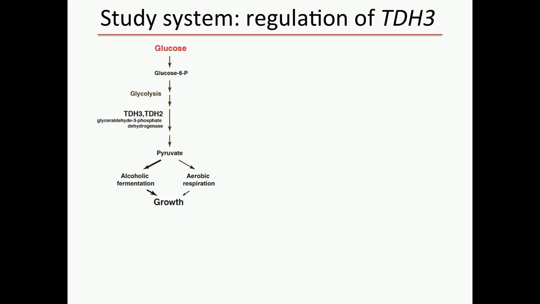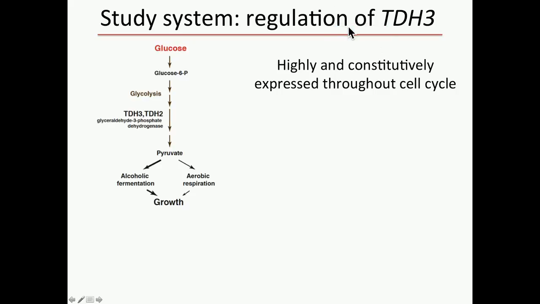TDH3 is a gene that encodes an enzyme that functions in the glycolysis pathway. It does have fitness consequences if deleted, but it's not lethal. There's a paralog, TDH2, that has some partially overlapping function. It is highly and constitutively expressed throughout the cell cycle, so it's very abundant and easy to study.